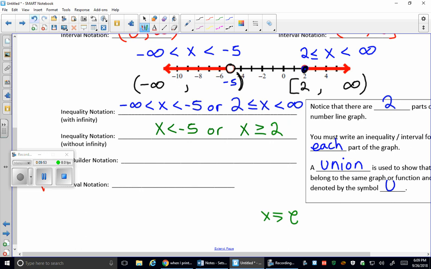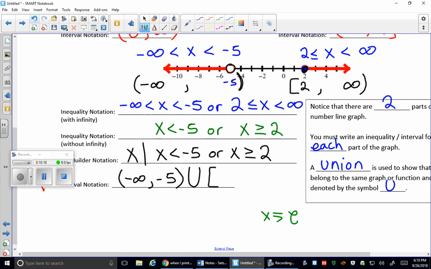Okay, so how do we write it? Oh, we forgot something. Sorry, to finish up the last part, now we copy down that interval. Union. So we say or with inequalities, and for intervals we use union with the piece that's on the other side.